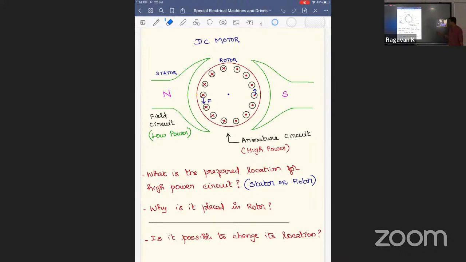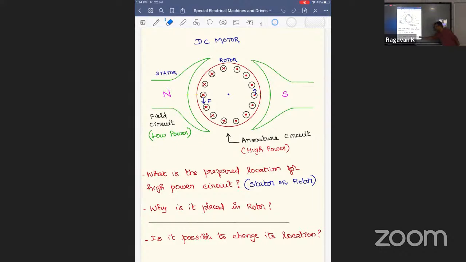For the commutation to happen, we place the conductors on the rotor, because eventually we want the current in the conductors to be, is it AC or DC? Yes, although it is referred to as a DC motor, the current in the armature conductors is AC. Now, to improve the life of the machine, if we keep the high power circuit in the stator, then it will be cool and the life will improve.